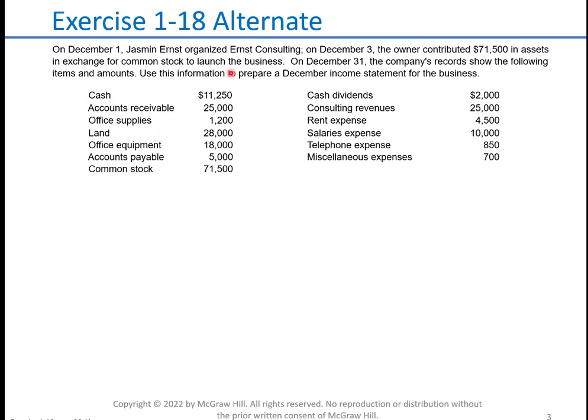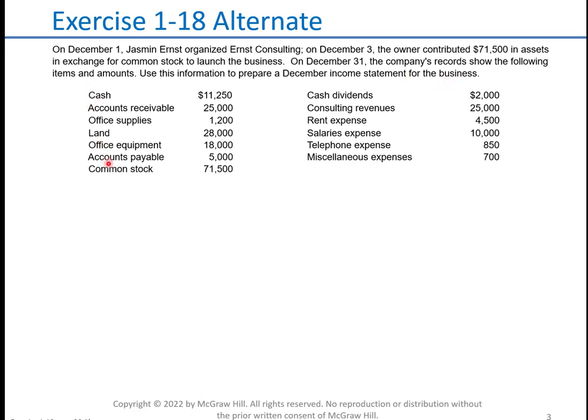Now we're going to look at exercise 118, and we'll go through the whole series. So it's 118, 19, 20, and 21. Here we're looking at this person, Jasmine Ernst, who organized a firm called Ernst Consulting. On December 3rd, the owner contributed $71,500 in assets in exchange for common stock. Then we're looking at the end of the month. We want to prepare the financial statements.